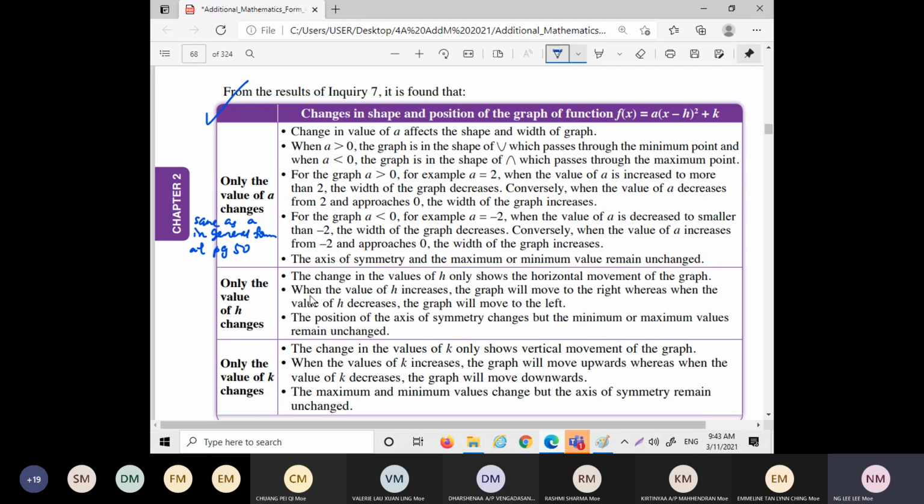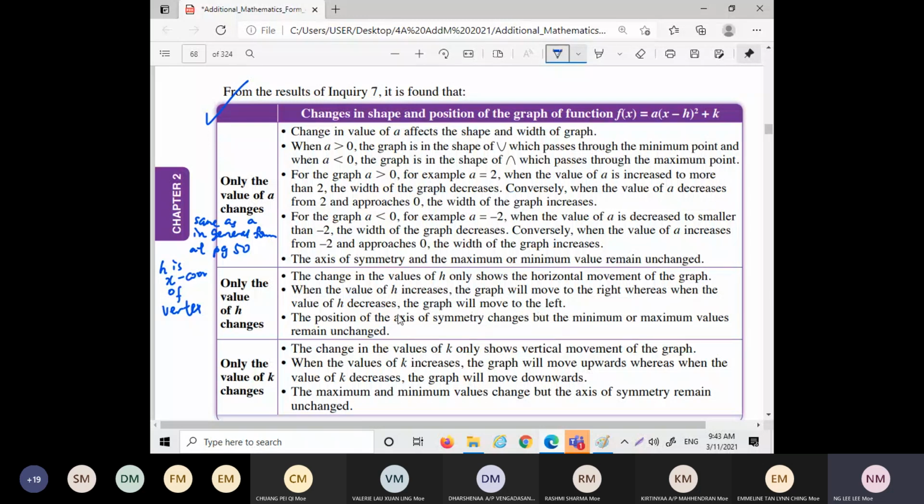Okay, so now we go to the H. What is the H? H is actually the x coordinate of the vertex. Vertex means the maximum or the minimum point. So if H changes, the x coordinate of the vertex also changes. That's simple. The change in the value of H only shows the horizontal movement of the graph. When the value of H increases, the graph will move to the right, whereas when the H decreases, the graph will move to the left.